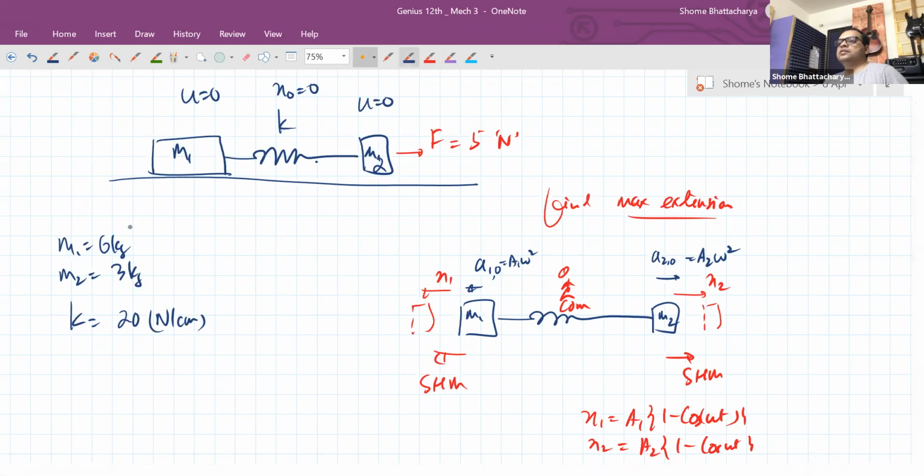Okay. So now you can see from this that the acceleration of center of mass is 5 by 9 meters per second square. So this will be experiencing a pseudo force only at t equal to 0.